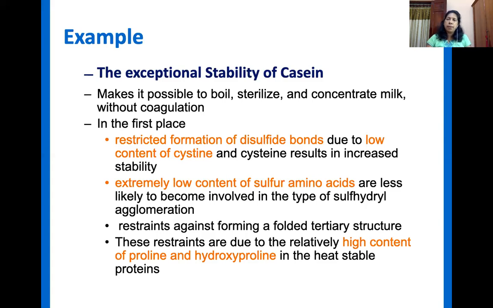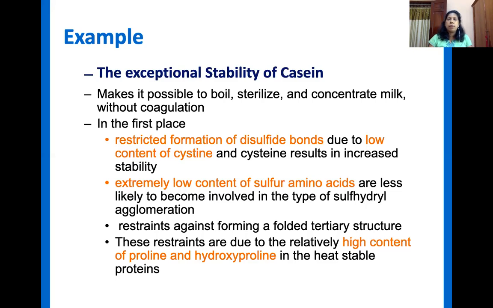When you compare the structure, cysteine has a disulfide bond. Therefore, if cysteine is very limited, with low availability in milk, once you heat the milk it is not supportive of forming those disulfide bonds, right? Because cysteine is not available, and therefore it has increased stability.